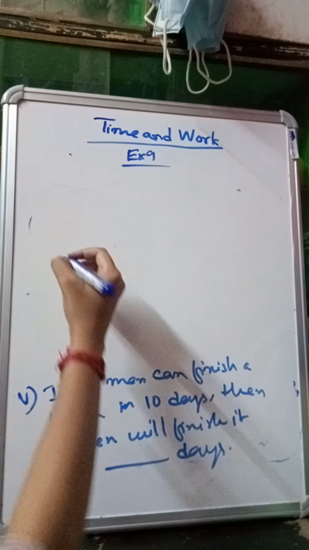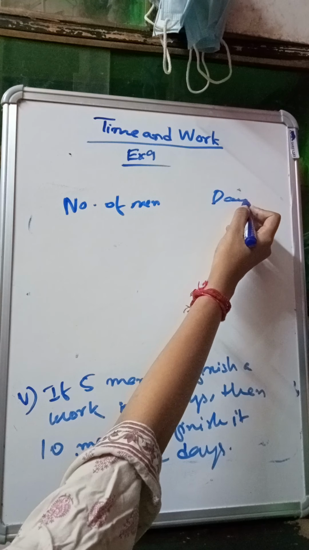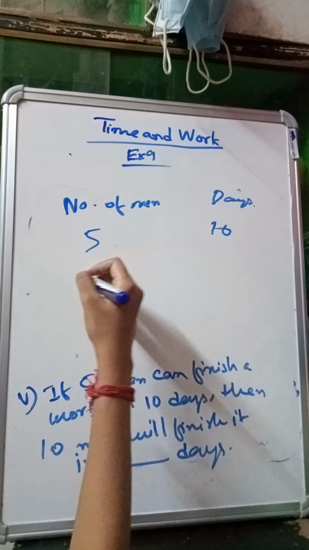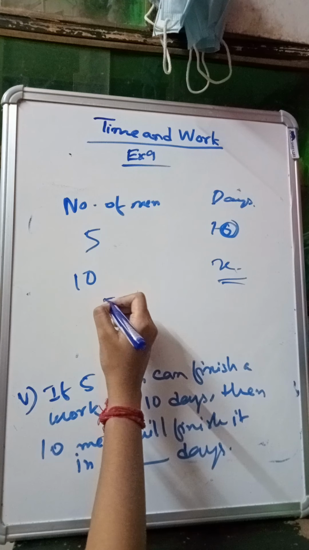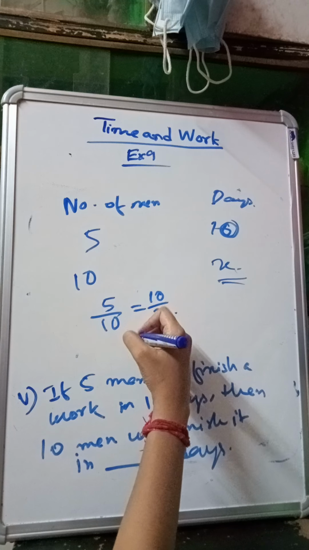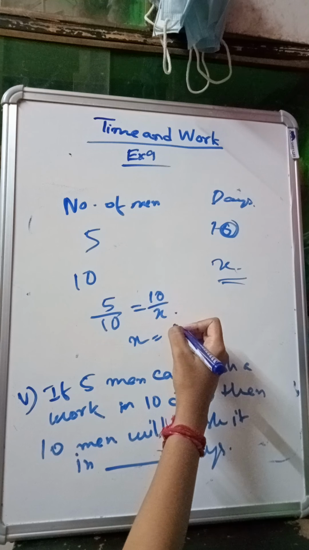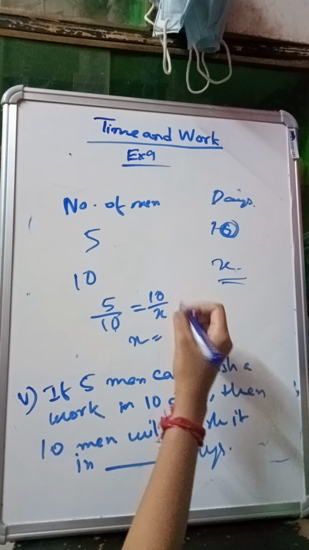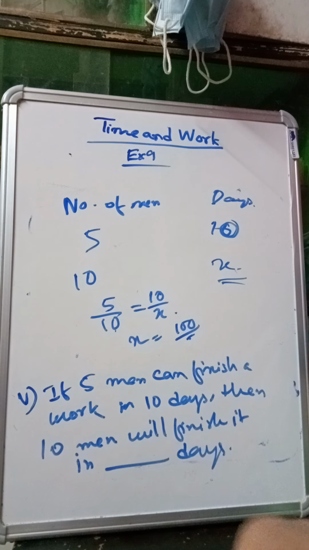So again we will write in the same fashion, number of men, and here it is days. So 5 men can do it in 10 days, so 10 men can do it in x days. It has not been said, it has been asked, so we can write like 5 by 10 is directly proportional, so no changes, 10 by x. So if we calculate, we will get 100 by... sorry, I have made a mistake, I think.